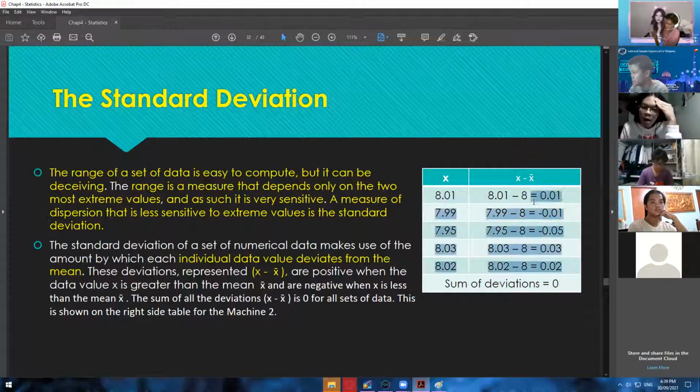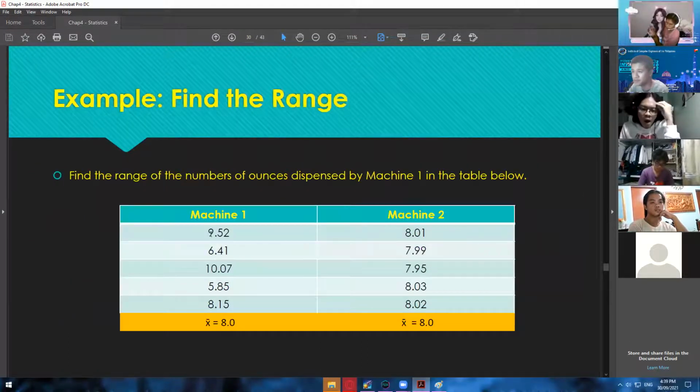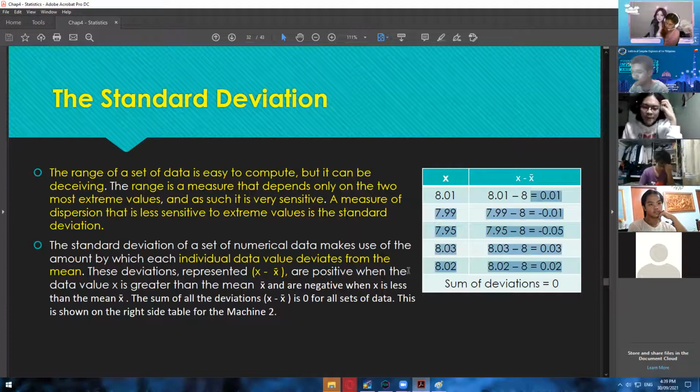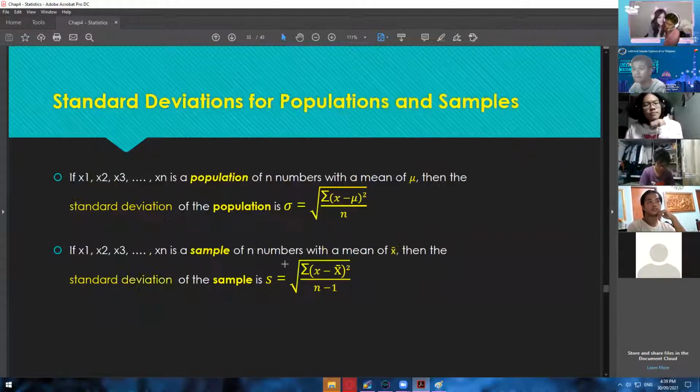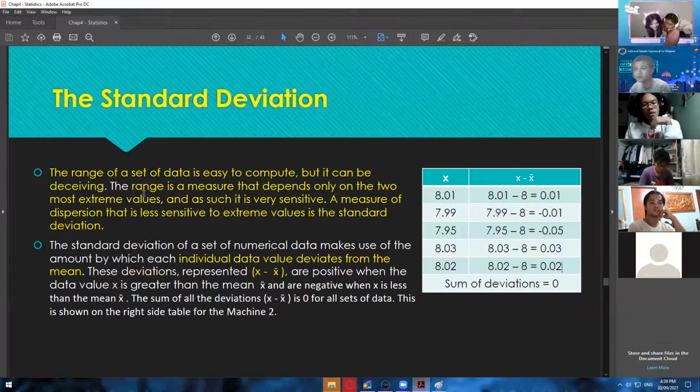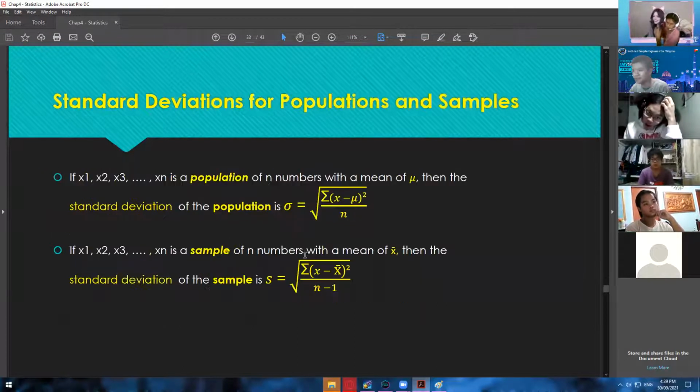So if you do the same with the machine one, you will get a 4 point something, 3 point something, and so on and so forth. So you'll get a higher deviation on that machine one. Anyway, so that's it for the standard deviation.